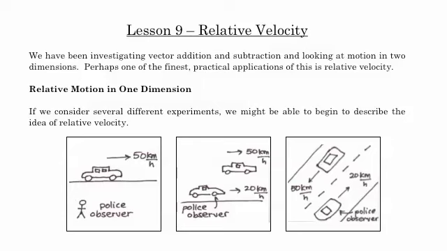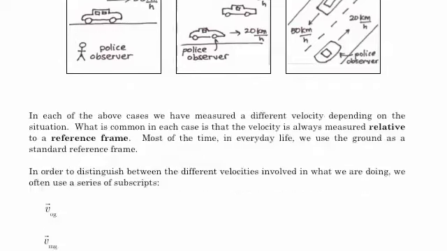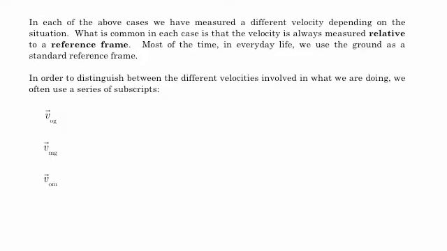And these are all examples of relative motion in 1 dimension, and why things appear to be different based on a frame of reference, based on where we're measuring the experiment. How we look at an experiment changes depending on the conditions where we're observing it. In each of the above cases, we measured a different velocity depending on the situation. So what we have to know is that velocity is always measured relative to a reference frame, so it's relative to what we're doing. Most of the time in everyday life, we use the ground as a standard reference frame.